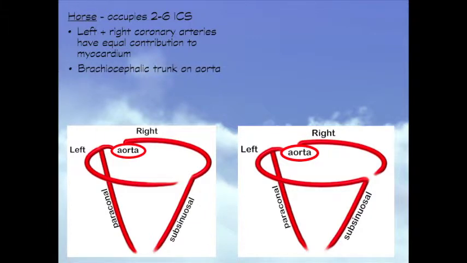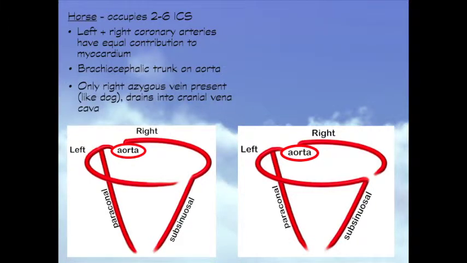There's a brachiocephalic trunk that comes off the aorta. Okay, that brachiocephalic trunk in both the horse and the bovine is going to give off the left and right subclavian arteries, and continue as a bicarotid trunk, which then gives off the right and left common carotid arteries. Okay. Now in the horse, very similar to the dog, we're only going to have the right azygous vein, which is going to drain into the cranial vena cava.